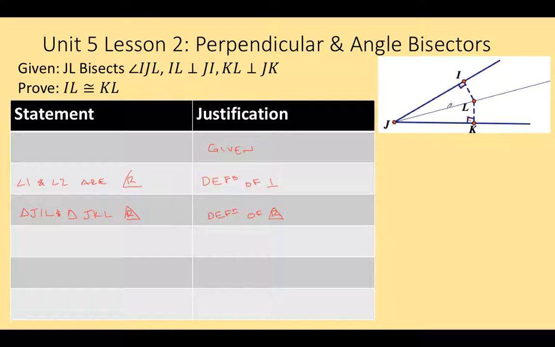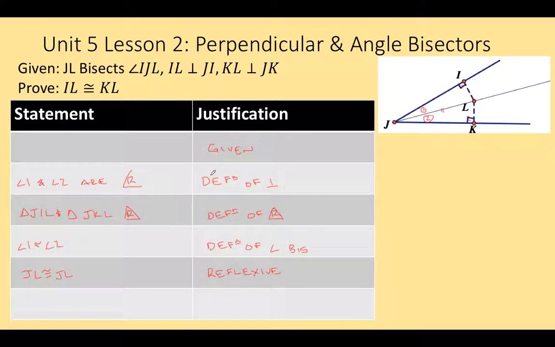Well, I do know that because this is the bisector of this angle, it cuts it in half. So I'm going to call this angle 1 and this angle 2, and I know those are congruent. Angle 1 is congruent to angle 2 by the definition of angle bisector. And, well, the second thing would just be JL is congruent to JL. Another use of reflexive. So reflexive gets me piece number 2.